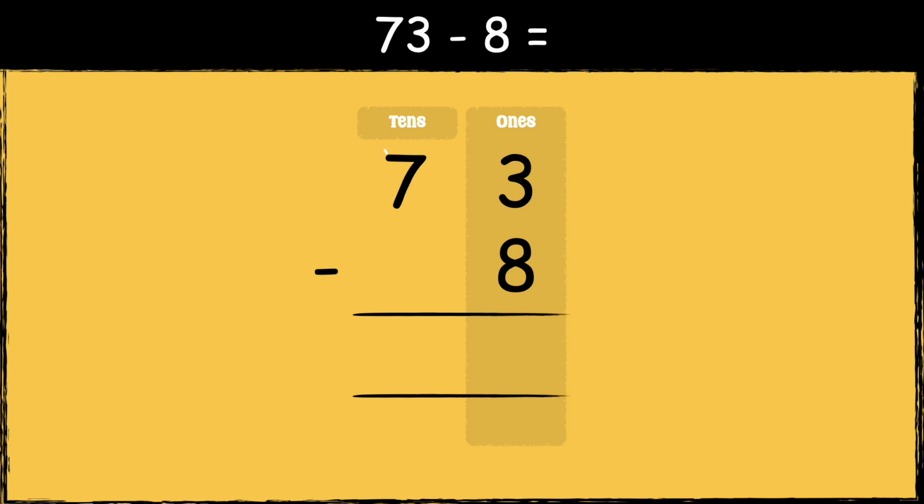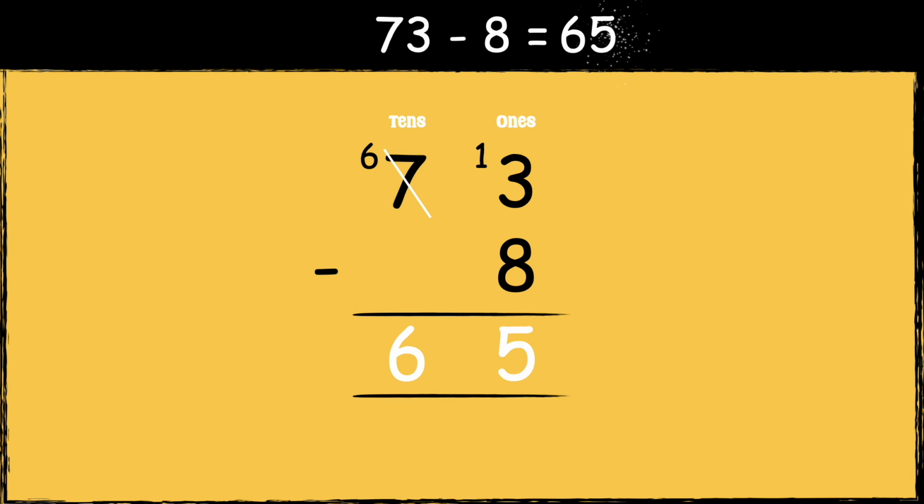When we borrow, the 7 tens becomes 6 tens. Now we've turned the 3 into 13, and 13 take away 8 is 5. Now we need to subtract the digits in the tens column. So we have 6 take away 0, which is 6. So the answer is 65.